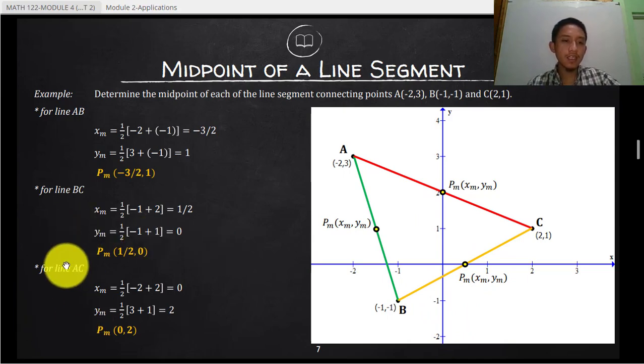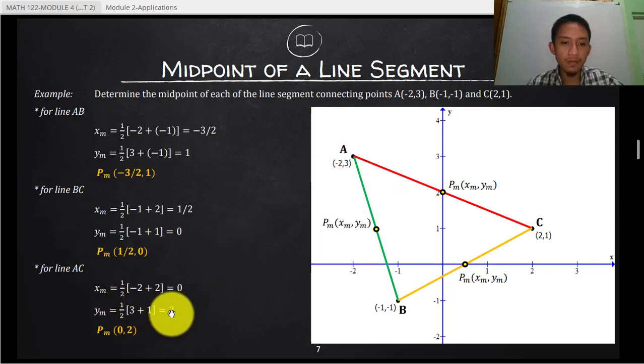And then line AC, the same. Okay, get the average of +2, -2, that will cancel, so it will be 0. And then average of 1 and 3, you will add that, 4 divided by 2 or multiply by 1/2 is 2. So you will end up here with the midpoint of that to be at 0, 2.